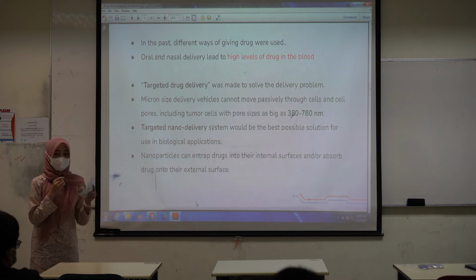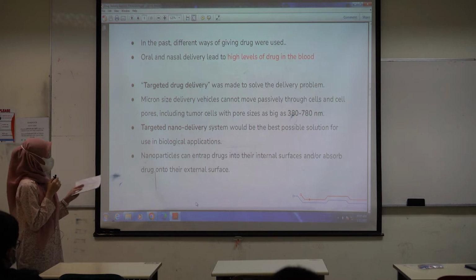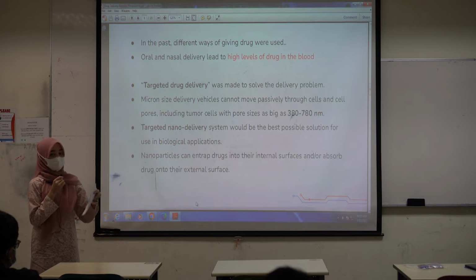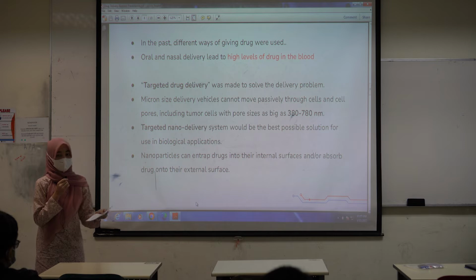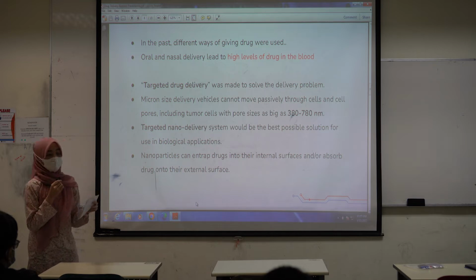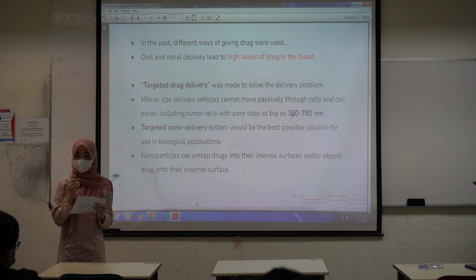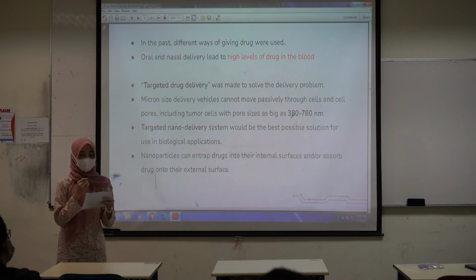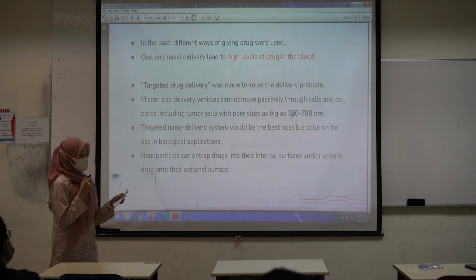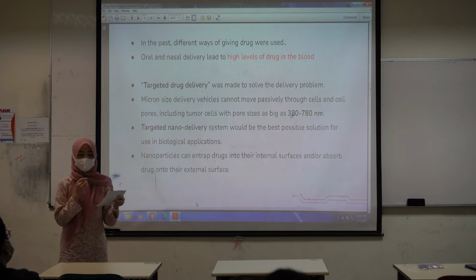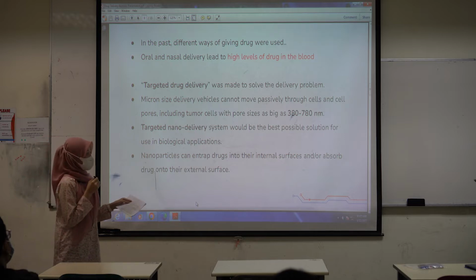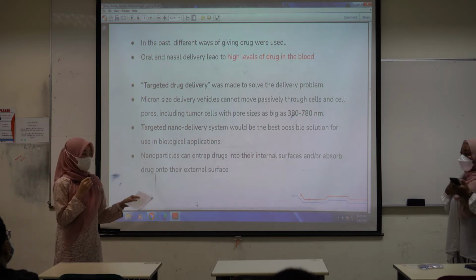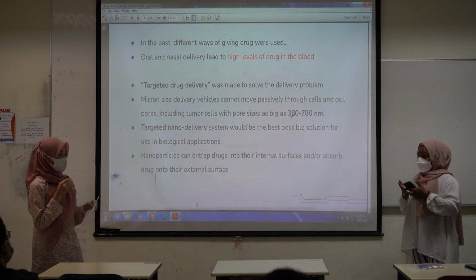In addition, as a drug delivery system, nanoparticles can entrap drugs into their internal surface and or absorb drugs onto their external surface. And lastly, the effectiveness of nano size in drug delivery can be attributed to many factors, for example physical and biological stability, good tolerance between the components, and lastly, it is easy to produce. So that's all from me. I will pass the time now to Soumayat to explain about the different types of nanocarriers.